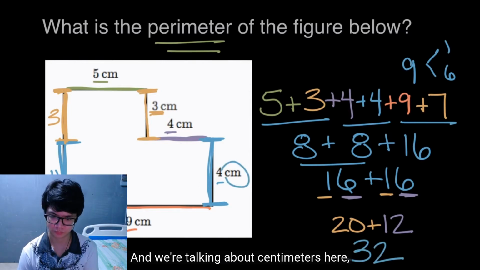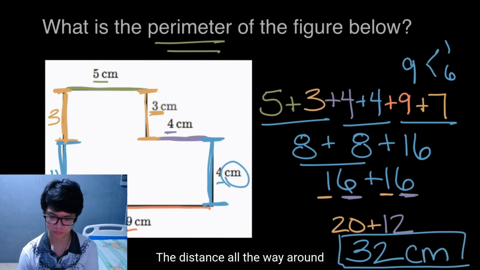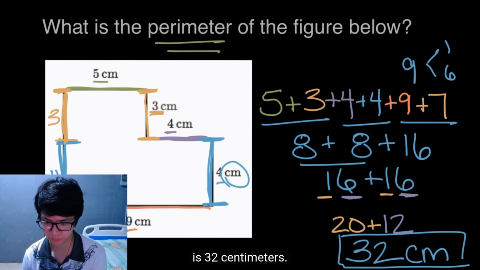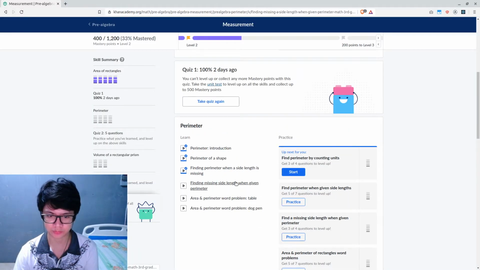And we were talking about centimeters here, so 32 centimeters. The distance all the way around the outside of this figure, or the perimeter of the figure, is 32 centimeters. The distance the ant walked.